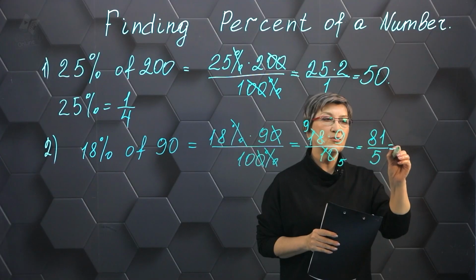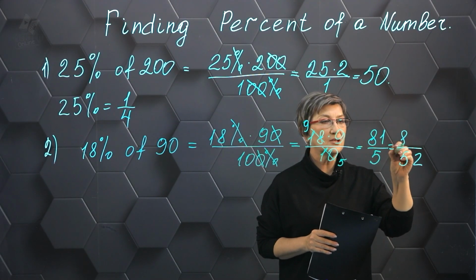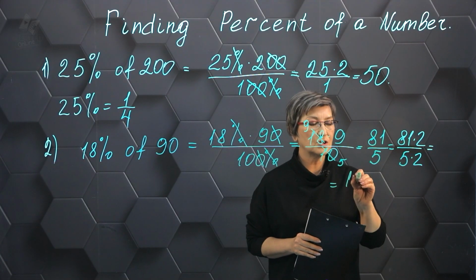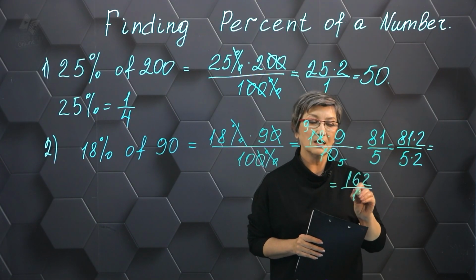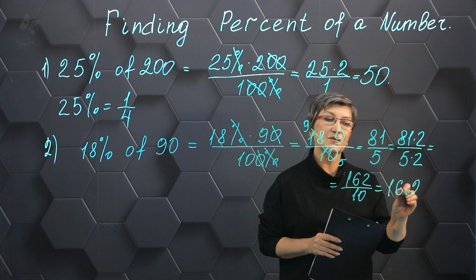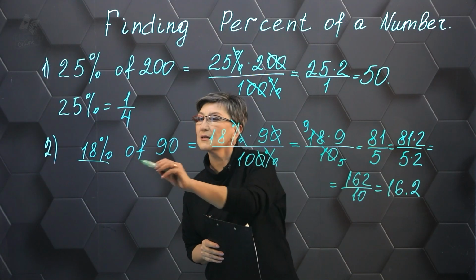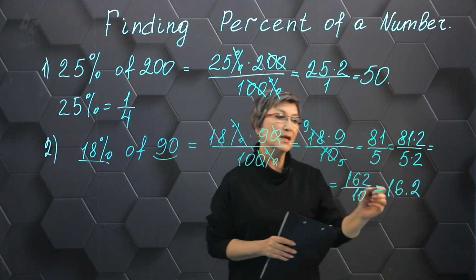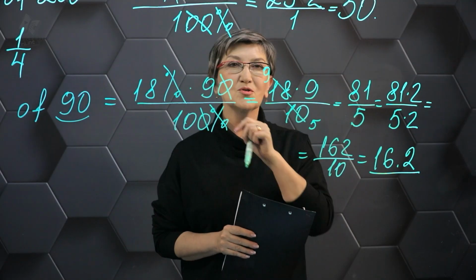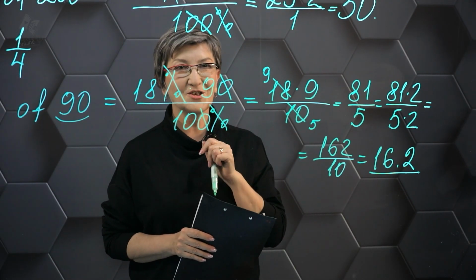I multiply 5 by 2 and I multiply 81 by 2. The result is 162 tenths. But 162 tenths is equal to 16 and 2 tenths. Therefore, 18% of 90 is equal to 16 and 2 tenths. With the application of our method, it becomes exceedingly effortless to calculate percentages of a given figure.